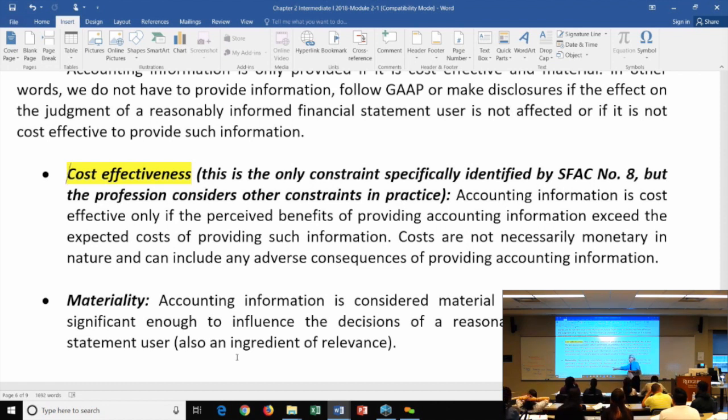I'm going to add, although it's a degree of relevance, I'm going to add materiality because materiality is also a constraint in some ways. Now again, if you were doing this on the CPA exam, you would have to say that materiality is part of relevance. But you have to remember that materiality is really a constraint, in the sense that if something's not material, you don't have to follow GAAP. If something is material, you have to provide that information. And again, by definition, it means that it is material enough to impact the judgment of a reasonably informed user.